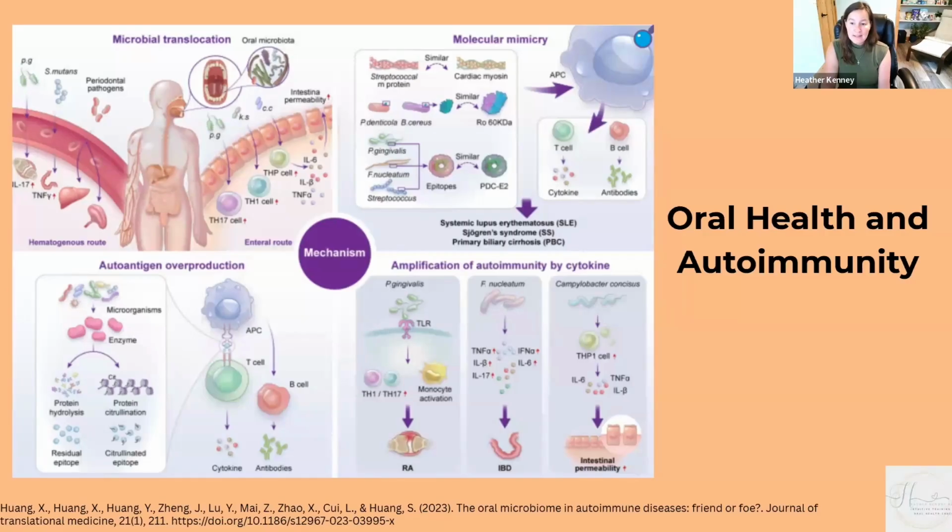So 4 ways that can be problematic are molecular mimicry, amplification of the autoimmune system through cytokine production, and that leads to autoantigen overproduction in that process. So these bacteria, when they're translocated, can excite autoimmunity. And when we have all of these other inflammatory issues going on, that can then translate into inflammation in the mouth because they're all the same types of cytokines that we're dealing with.